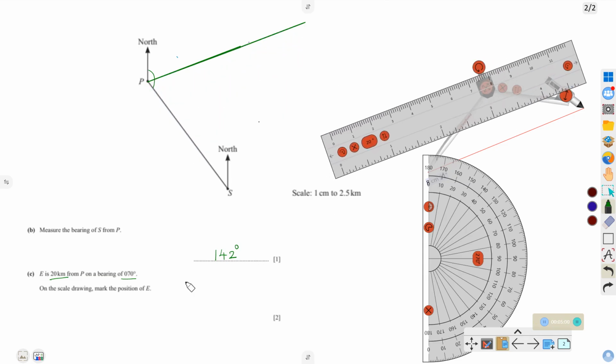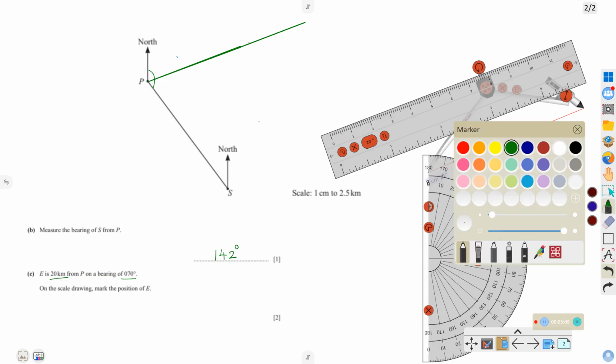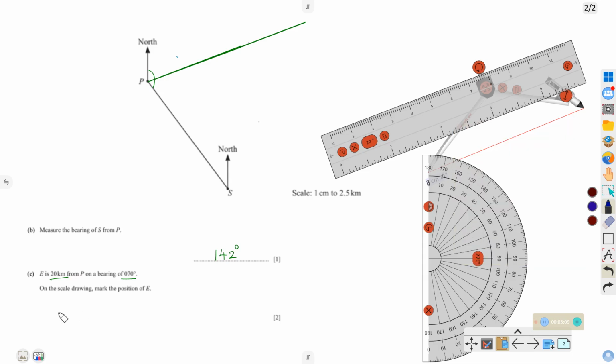So before marking the point E, we need to know the distance of E on the scale diagram to be marked. So here the distance, how will you find out? The actual distance is 20 kilometers. Divide that by 2.5, because we know the scale diagram is 2.5 kilometers for 1 centimeter. So you have to divide this 20 kilometers into 1 centimeter. So that's why we have to divide by 2.5. So when you divide by 2.5, you get 8. So that is in centimeters.